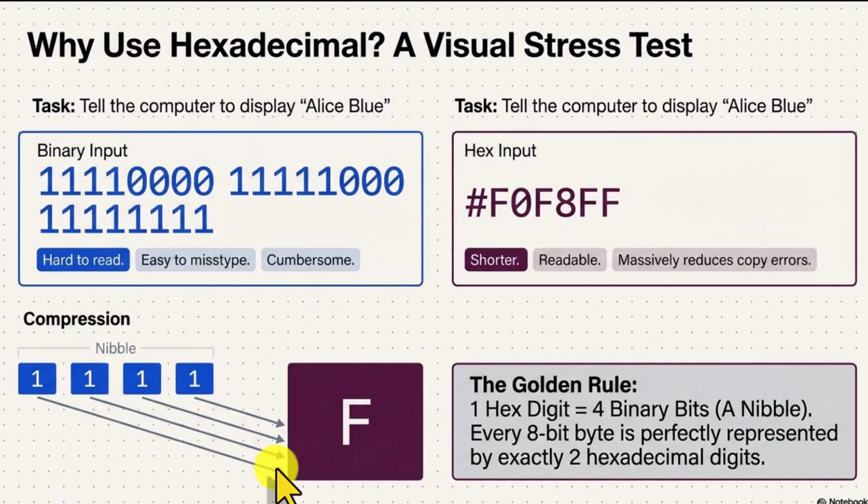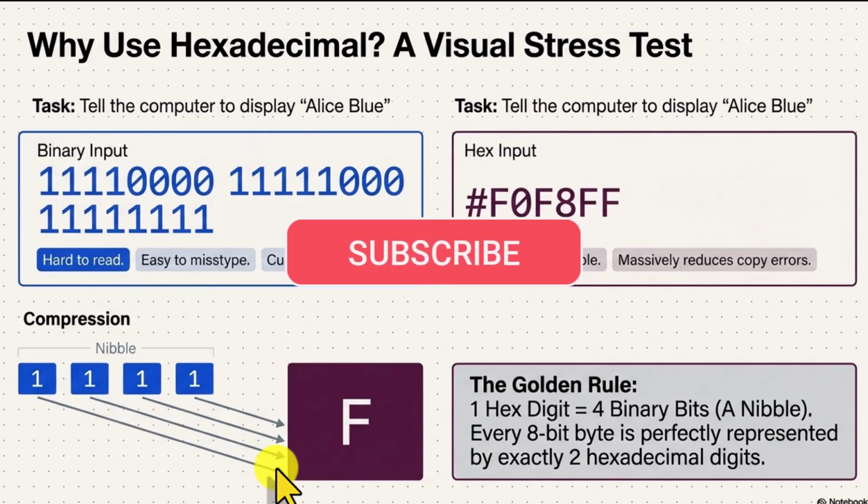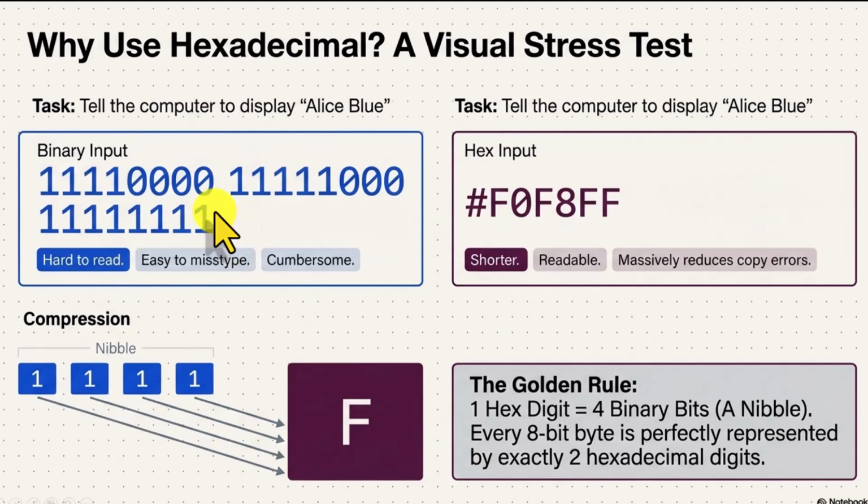For example, if I want to show a color, Alice blue, inside the computer, that color is stored or just works in the processor something like this: 1 1 1 1 0 0 0 0 1 1 1 1 0 0 0 1. So see, it is hard to read and hard to memorize, and you may easily make typing mistakes there. But changing that to hex becomes easier. It is shorter, more readable, and you can copy it more easily, even while typing.